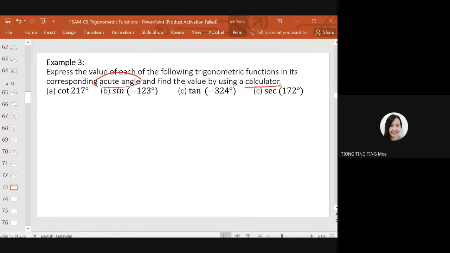Okay, so how are we going to change into the acute angle? At first we change the cot into tangent first. Cot is the reciprocal of tangent, so 1 over tangent 217 degrees. For tangent 217, you need to draw. Positive, starting from 0: 217, 1, 2, 3, third quadrant. If you cannot remember, you just label 0, 90, 180, 270, 360. So you know it's the third quadrant.